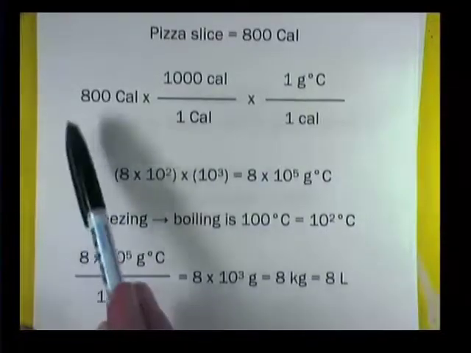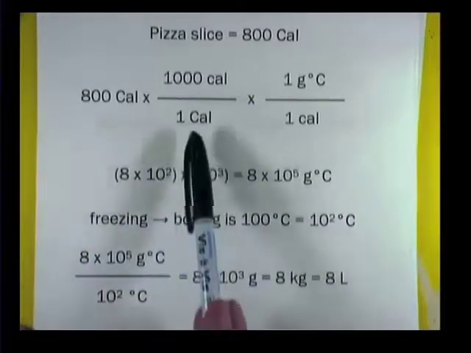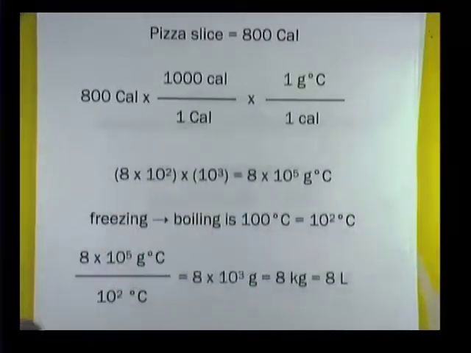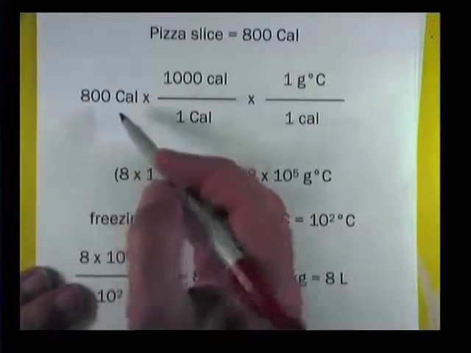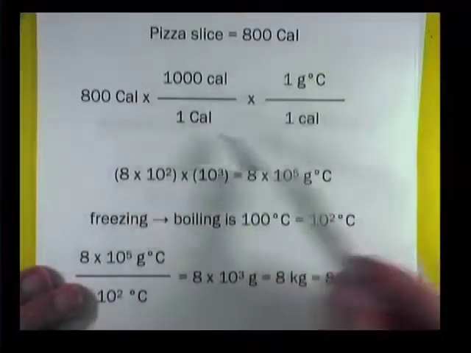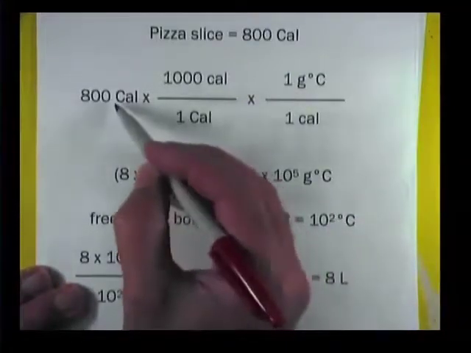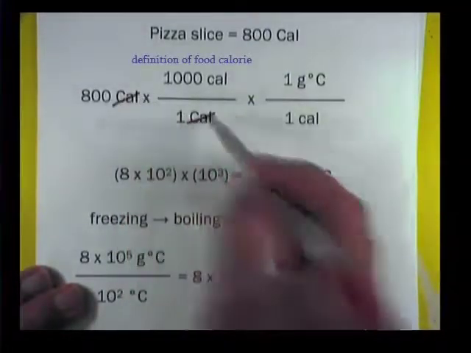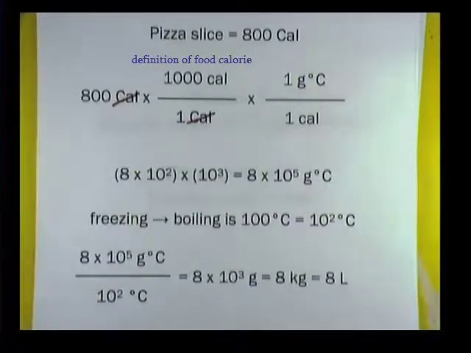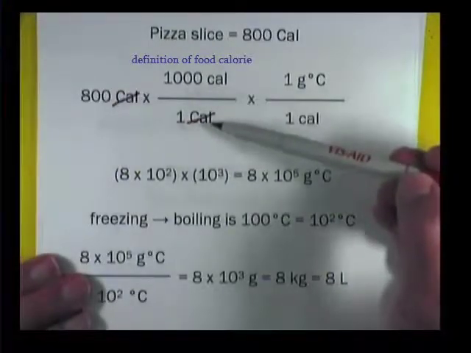So using dimensional analysis, we know that 800 food calories, 800 big C calories, we can convert and cancel out the units by going from big C calories to little c calories. We need to do that in order to use the specific heat of water that we learned 2 slides ago. So I'm going to cancel out the units of big C calories, and this is going to leave me with units of little c calories. There's 1,000 little c calories in 1 big C calorie.